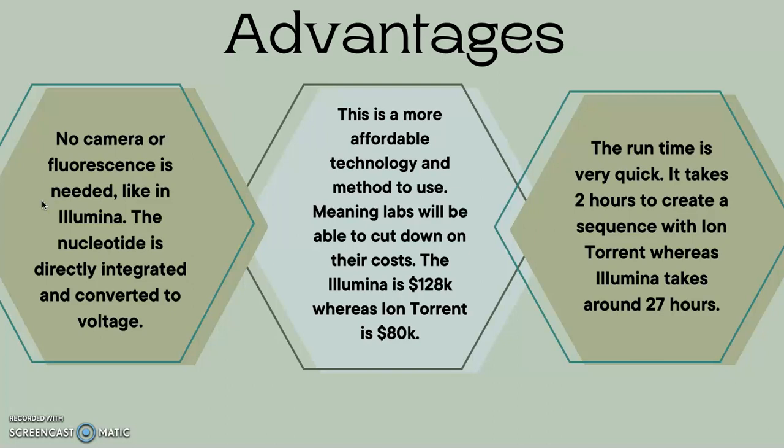Overall, it is a more affordable technology and method as well. This means labs will be able to cut down their costs. Currently, Illumina costs $128,000, whereas Ion Torrent is $80,000.